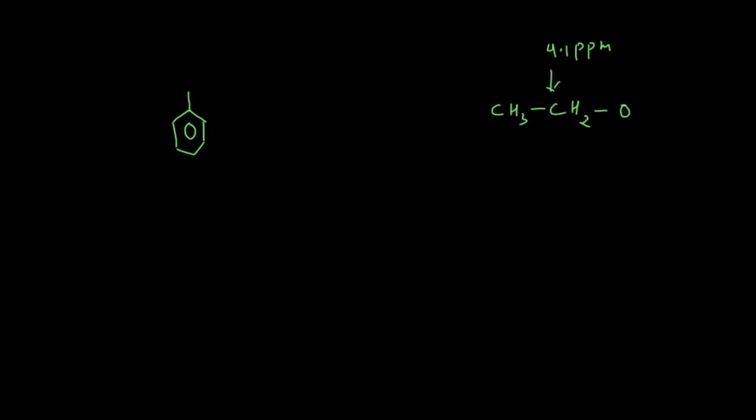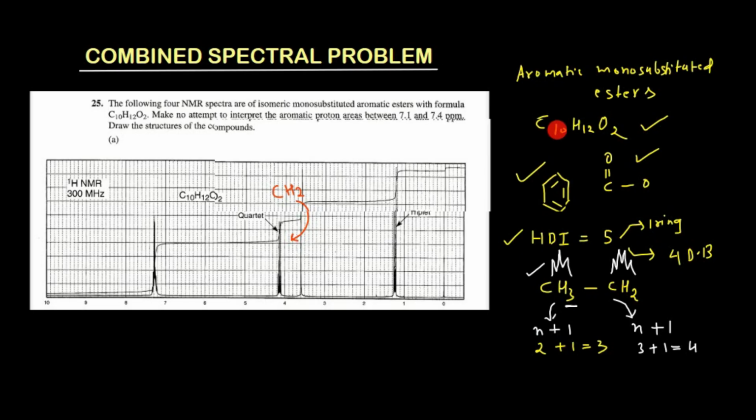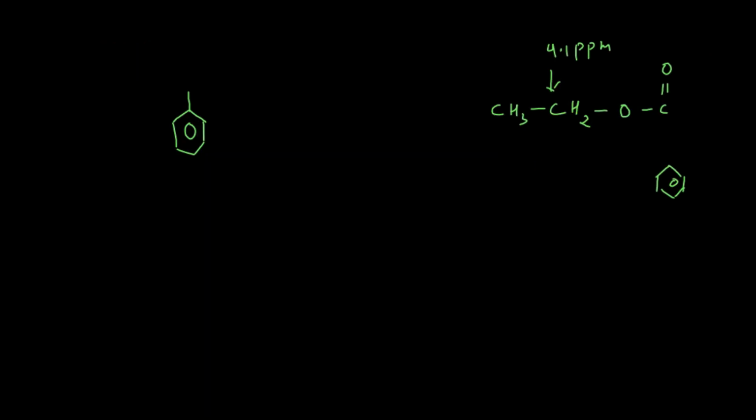Since it is an ester linkage, this should be a carbon double bond oxygen. And then you are having another thing, which is the benzene ring. I am writing the benzene ring like that only. So if you count the total number of carbons, 6, 7, 8, 9. But in your formula, it is given 10. So how can we arrange this next CH2 group? The only possible way is to connect this with the CH2.